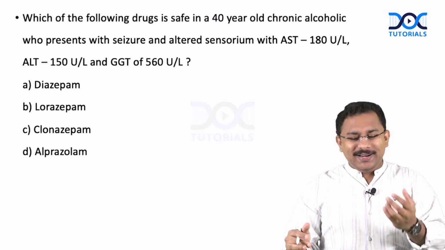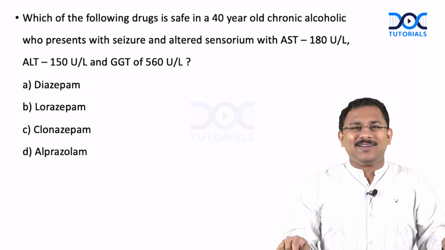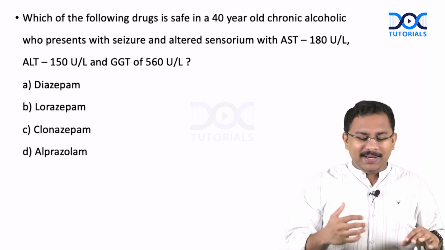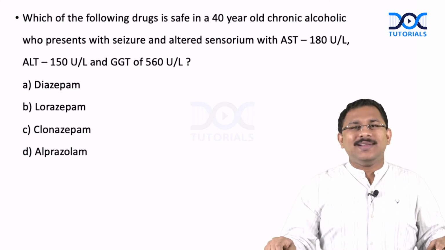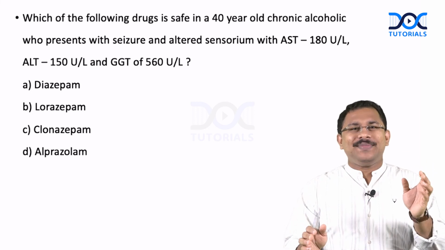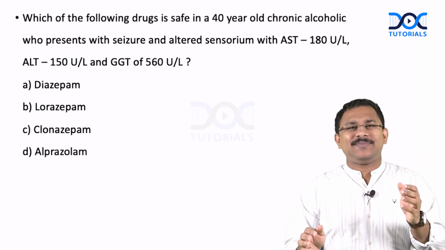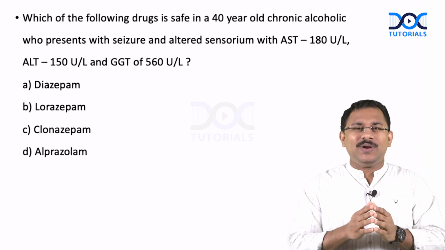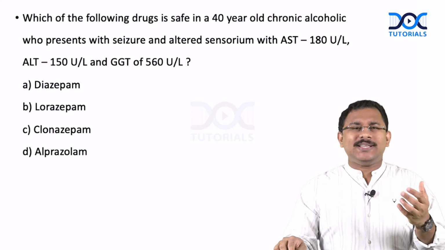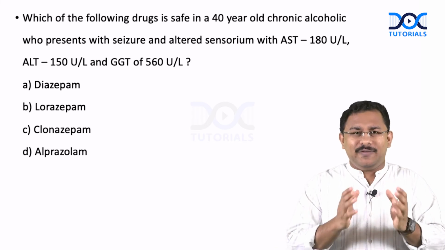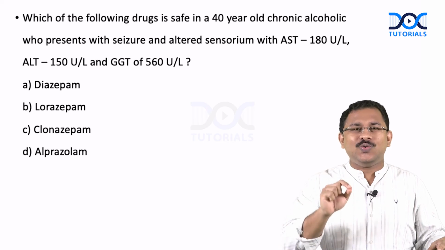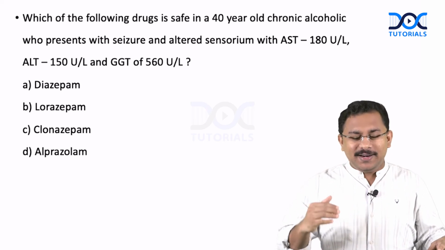All right, so next question: which of the following drugs is safe for a 40-year-old chronic alcoholic who presents with seizures and altered sensorium with an AST of 180, ALT of 150 and GGT of 560? So which drug is safe? Well, very important, benzodiazepines. You have got to know that the elimination of most of the benzodiazepines involves metabolism by the liver enzymes, including the cytochrome P450 enzymes. And the benzodiazepine oxidation is definitely decreased in patients who are having liver disease. So in such patients, if you give those benzodiazepines, that is going to result in excessive sedation and respiratory depression.